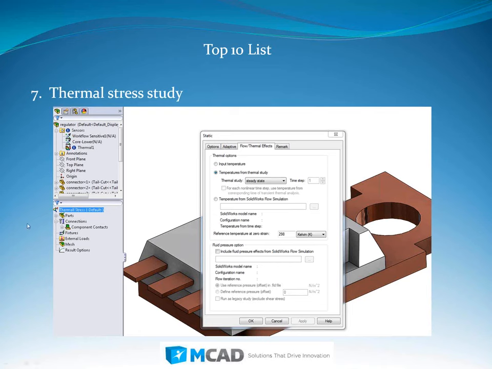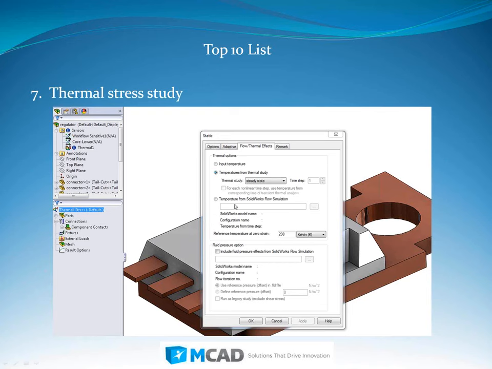And the way I access that information is to right-click on the study name and go into the properties of the study that you see here in this window. And we have a tab for flow and thermal effects. We can bring thermal information in from the existing thermal studies. As you see here, I've selected to bring in the steady state thermal study.